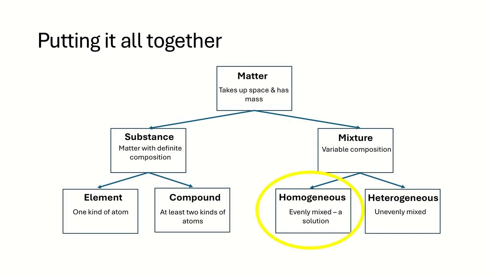When the substances in the mixture all form together, it's really hard to distinguish what's in there. This would be like the cup of coffee with cream. It's evenly mixed, it forms a solution. Now, when they are unevenly mixed, you get a heterogeneous mixture, and this would be like the bowl of nuts or the pizza.